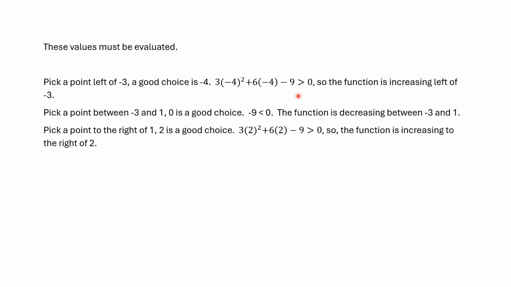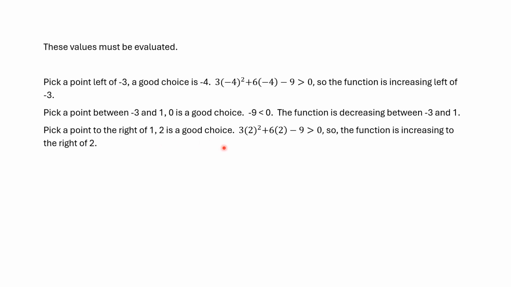That's all we care about. It's positive. So the function is increasing. Now we pick between 0 and 1. 0 is a real good number. That leaves us a negative 9, which is less than 0. The function is decreasing.